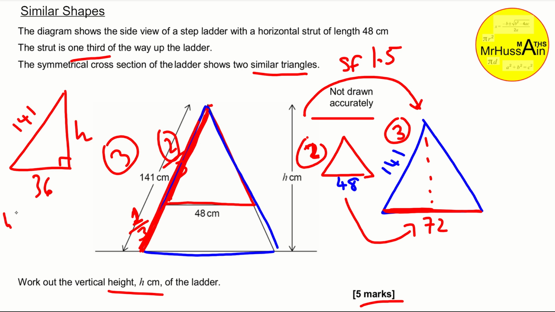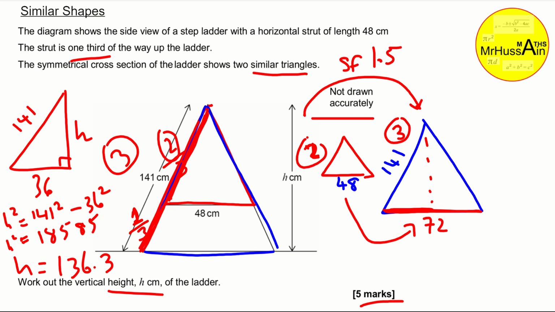Do the Pythagoras. H squared is 141 squared take away 36 squared. So H squared is 185. If we square root it, we will get H, and therefore H is 136.3 centimeters. I cannot stress this line to you enough. The strut is 1/3 of the way up. If that's 1/3, this is 2/3, and therefore this is 2, and this must be 3, because all of that has to be 3/3. Thank you.